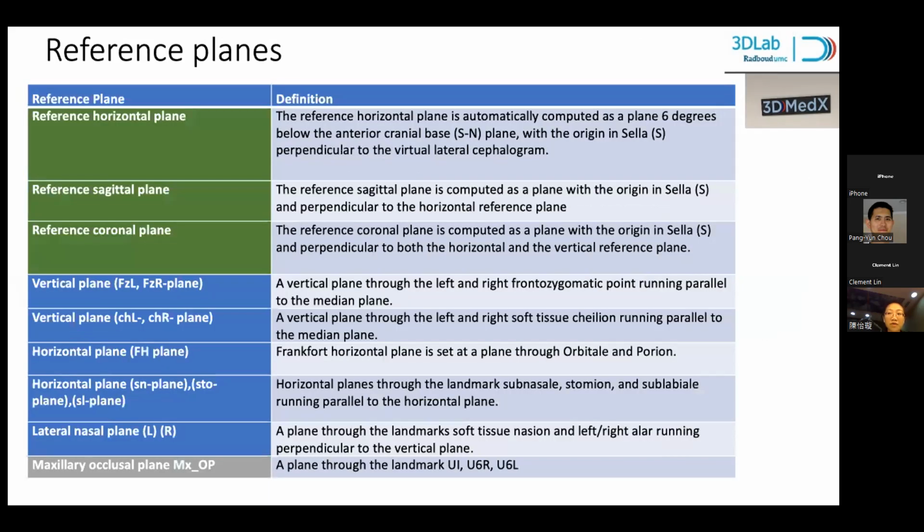Then we will use the soft tissue landmarks we mentioned above to construct a reference horizontal, sagittal, and coronal plane according to Dr. Swennen in 2006. Then we will also define 10 planes and 1 maxillary occlusal plane. This maxillary occlusal plane is a dental occlusal plane, so the landmarks will pass through the upper incisor and upper first molars.